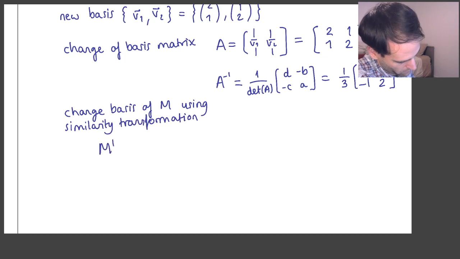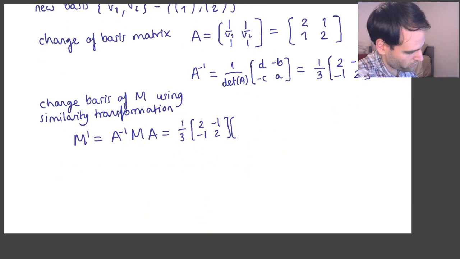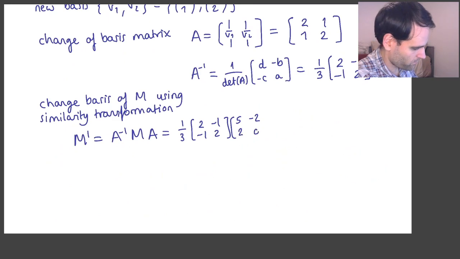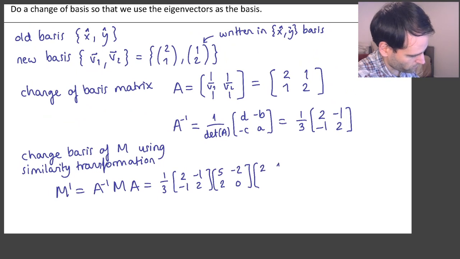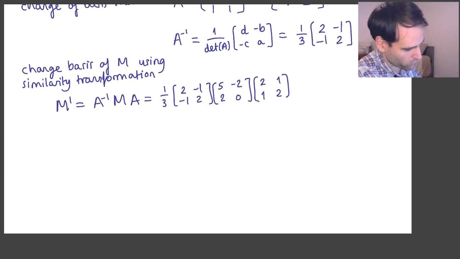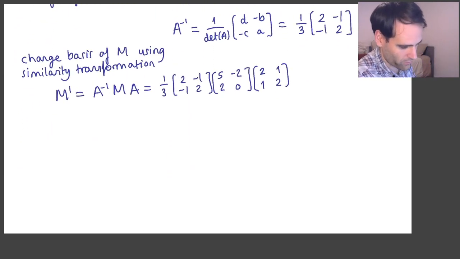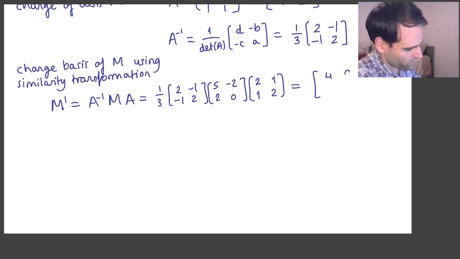So M prime is equal to the inverse of A times M times A. So this is equal to 1/3 [2 -1; -1 2] times M, which was equal to [5 -2; 2 0], times A, which is equal to [2 1; 1 2]. So now we do this product here. I won't spend the time doing it, but you already know how to do products of matrices, and the result is [4 0; 0 1].